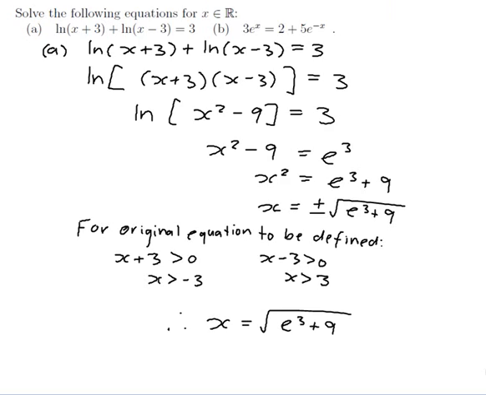Let's do part B. 3e^x = 2 + 5e^(-x). Okay, again, I could cancel out the e's if I used an ln, but that would really only work if I could put all the e's together. So I'd really like all my e's to be on the right side of the equation.